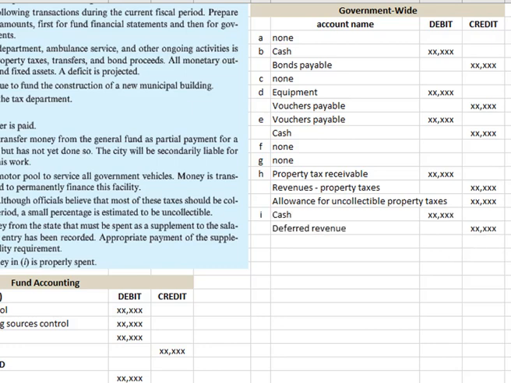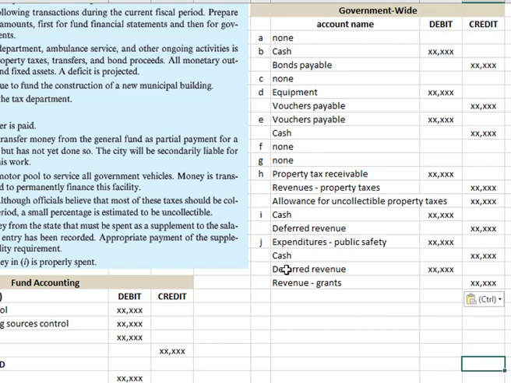And then for when you spend the grant money, again, you don't have to indicate which fund. So here I've debited expenditures, public safety, but it could be salaries, public safety. It just depends on what chart of accounts you're working with. And then, of course, the credit to cash. And then removing from deferred revenue the portion that was paid out. And then you could recognize the revenue from the grants.